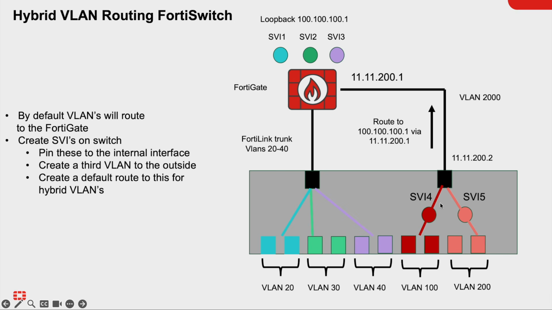However, the SVI portion on the FortiSwitch is not managed by the FortiGate, which means that I can configure those here, and I can configure aspects of the routing table so that these two SVIs can route to the outside world. Now here I've got them routing back to the FortiGate, so inter-VLAN traffic will go directly. Anything external to that will go up to the FortiGate. But this could be another router.